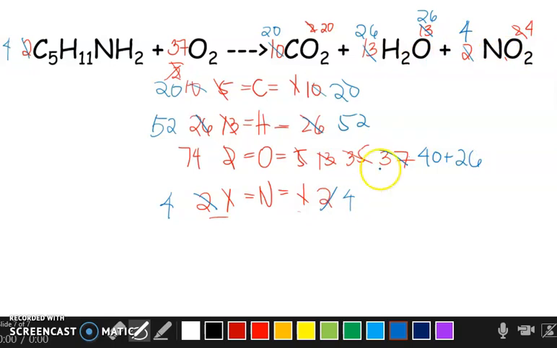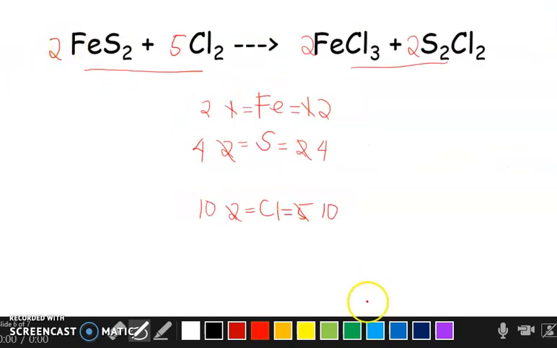And then 4 times 1 is going to be 4. So your nitrogen becomes 4. And 4 times 2 becomes 8. And then 40 plus 26 plus 8 is going to be 74. So that's how you balance your equation. Now, for the last item, let's go back and we'll see what is your final answer. So let's go to the previous problem that I showed you a while ago. So this is going to be your final answer.